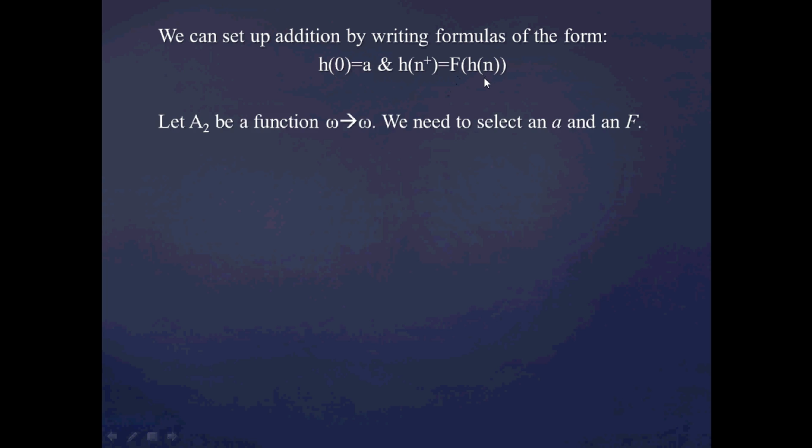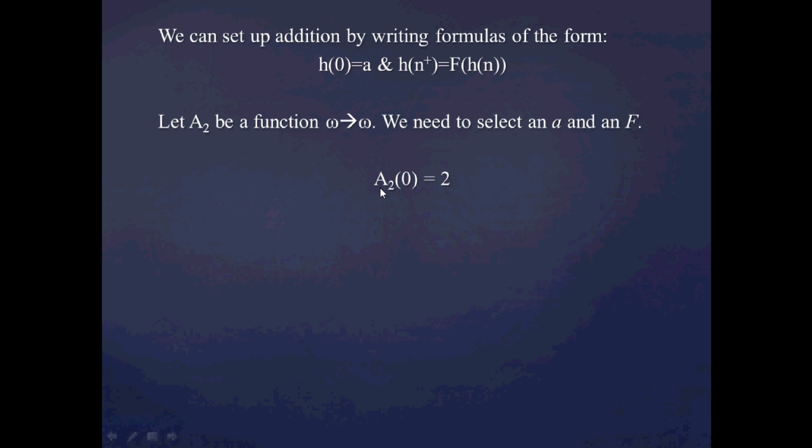So having done the preliminary work on recursion, we're now going to set up addition. And the way we're going to do that is by writing formulas of the form h of 0 being equal to some starting element a, and preserve this recursive relation that h of n plus is equal to some f of h of n. So what we're going to do first is just set up the addition of 2 to some element in omega. So we're going to set up the function which is going to add 2 to a number. So this is going to be a function from omega to omega. To set up this function in this manner, we need to select a little a, that starting element, and we need to select some f.